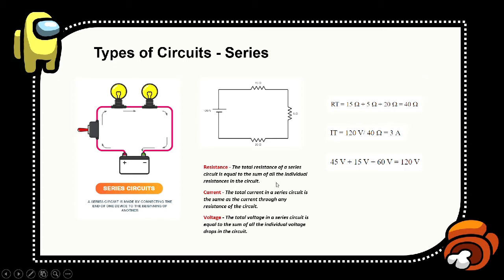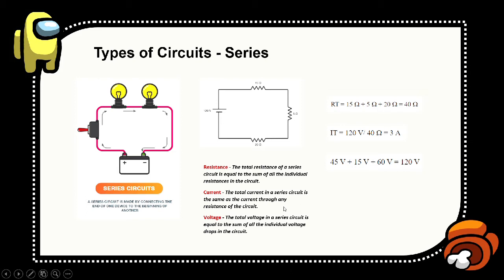Now the current. Since there is only one path for electron flow in a series circuit, the current is the same magnitude at any point in the circuit. So the total current in a series circuit is the same as the current through any resistance of the circuit. So I total, or IT, is equal to I1, where I1 is equal to I2, and I2 is equal to I3, and so on.